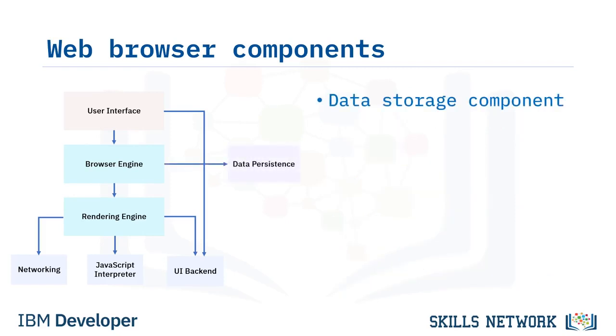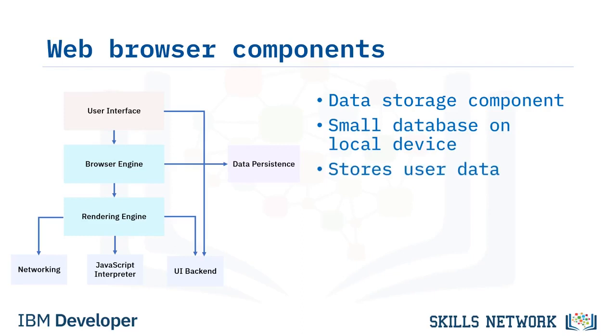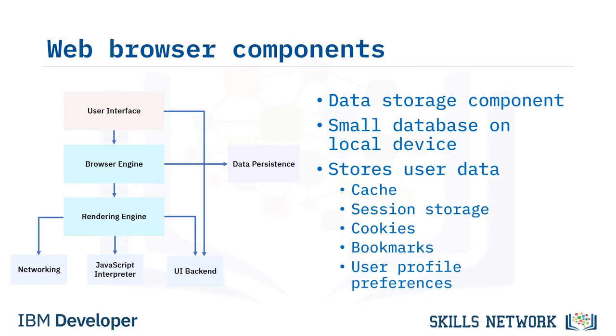And lastly, there is the data persistence or data storage component, which is essentially a small database located on the local device that stores user data such as cache, session storage, cookies, bookmarks, and user profile preferences. These components work together to give a web browser its core functionality.